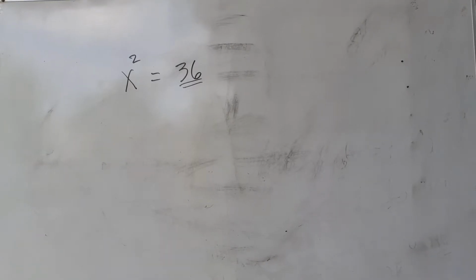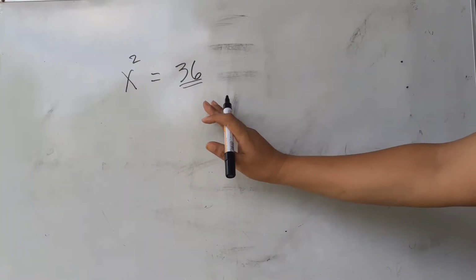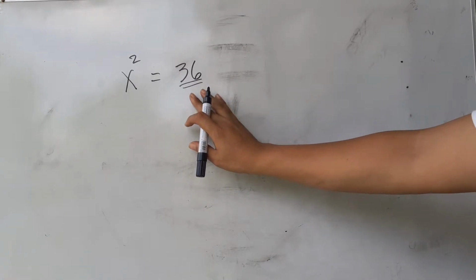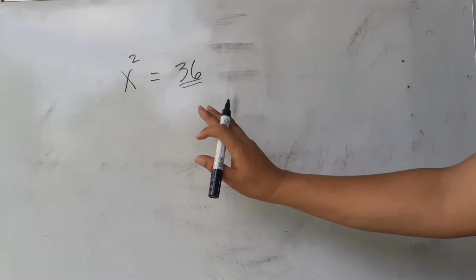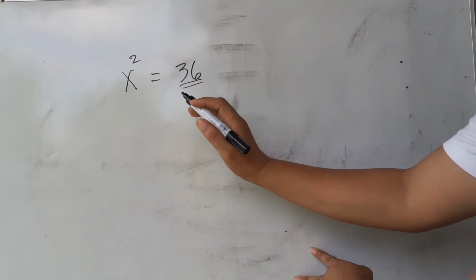So, let us try this given example. We have x squared is equal to 36. Dito ma-identify natin yung 36 is greater than 0. Bakit? Kasi yung 36 po natin ay positive. Okay, so let us solve.